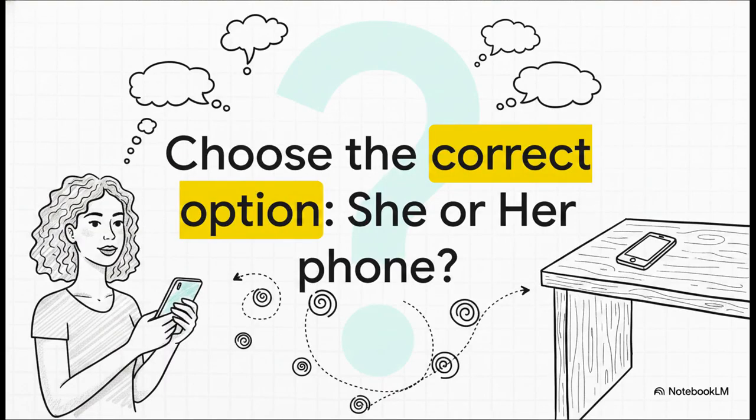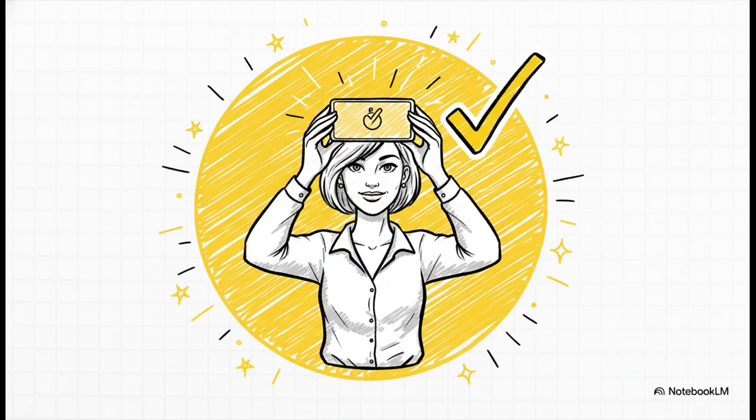You got to choose the right option to kick off this sentence. Is it she phone is on the desk or her phone is on the desk? Think about who actually owns the phone here. Yep, the answer is absolutely her phone. She is a subject pronoun. That's for doing an action. But right here, we need to show that the phone belongs to a female. So the possessive adjective, her, is the only way to go.